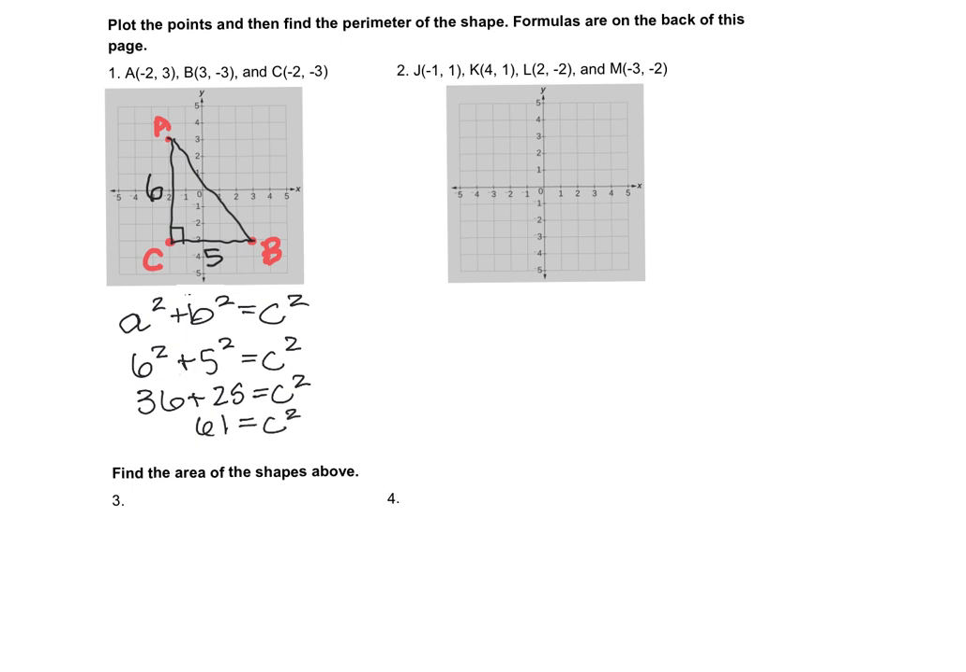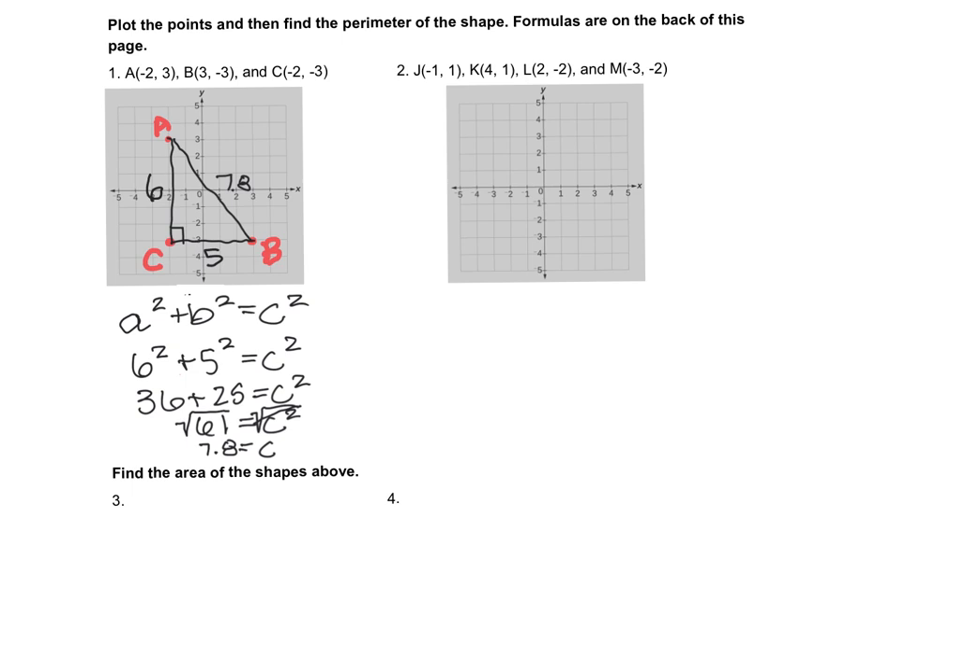And now we need to cancel the squared. So to do that, we take the inverse, which is the square root. What we do to one side of the equation, we do to the other, so we're going to take the square root of the other side. The squared and the square root cancel, so we're left with C equals the square root of 61, which is approximately 7.8. So this third side here is 7.8.